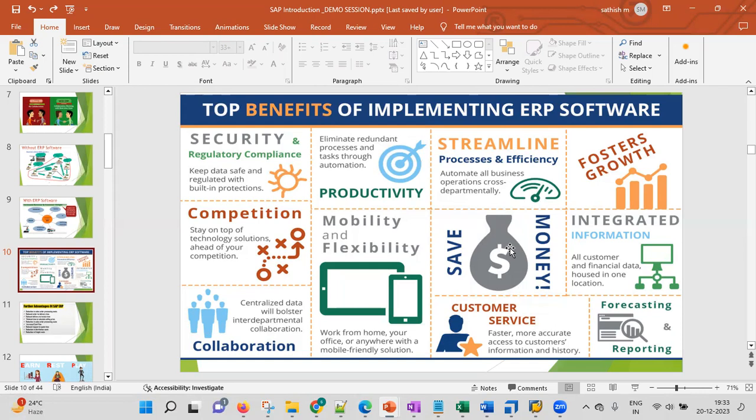Let's take 10,000. Now 5 people, how much am I investing? 50,000. For 1 month, I am spending 50,000. For 1 year, 12 into 5, 6 lakhs I am wasting per annum. Correct? This is one way. So per year, I am wasting 6 lakhs.